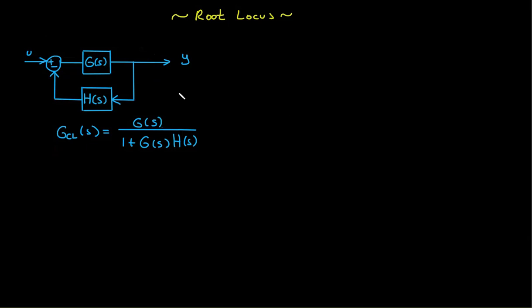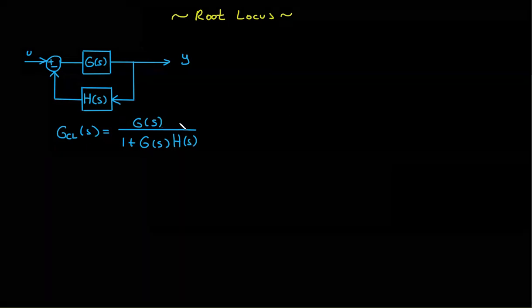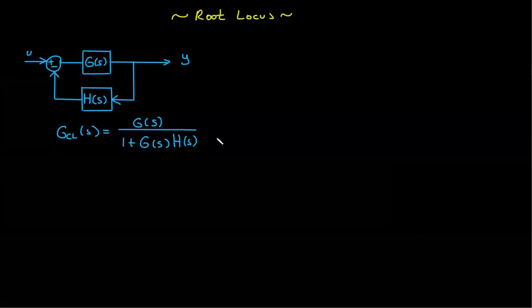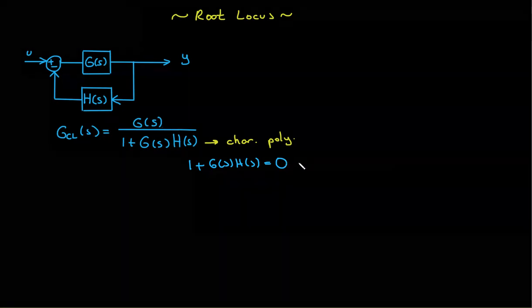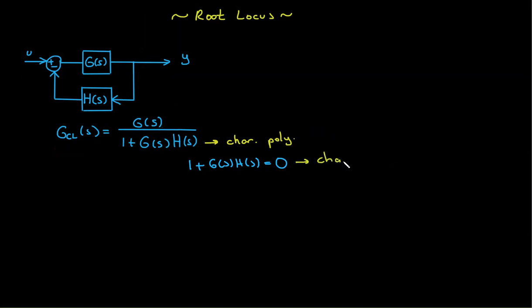And as you already know by heart, our closed loop transfer function is equal to G of S divided by 1 plus G of S H of S. And this is called the characteristic polynomial. Okay. And if you find the roots of 1 plus G of S H of S equals 0, that will give you the closed loop poles, right? And this is called the characteristic equation, if you equate the characteristic polynomial to 0.